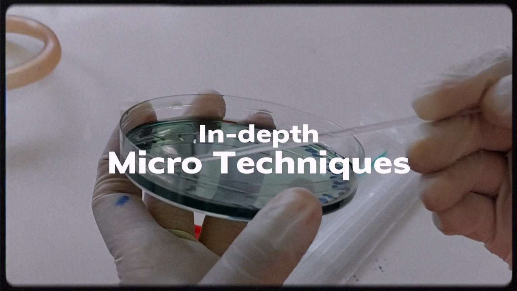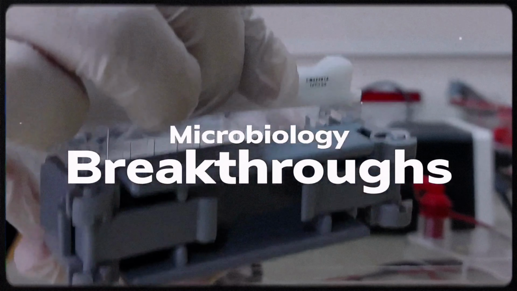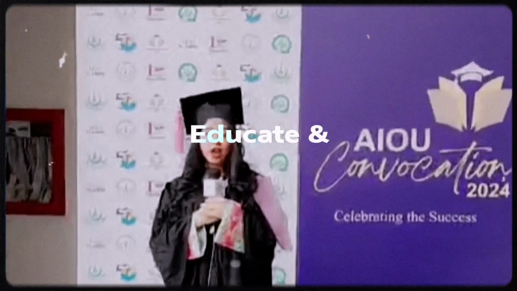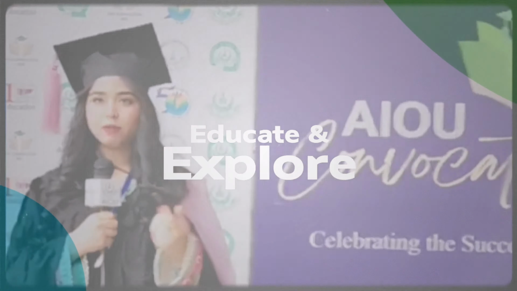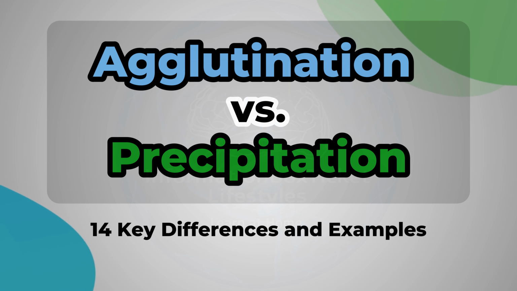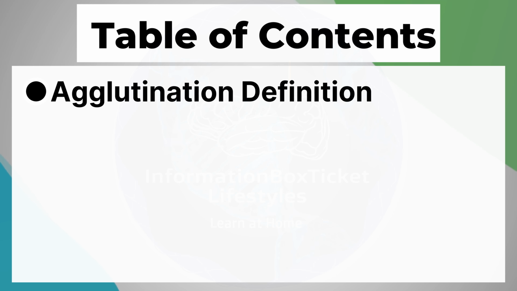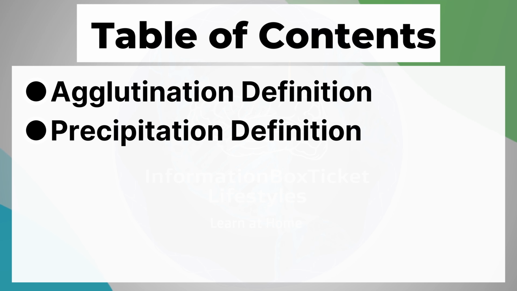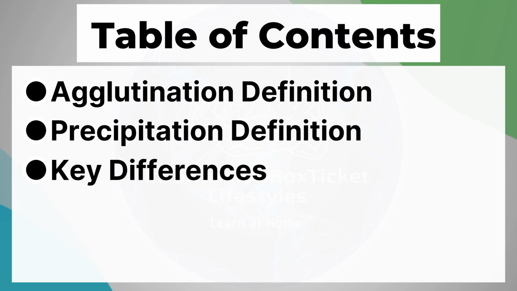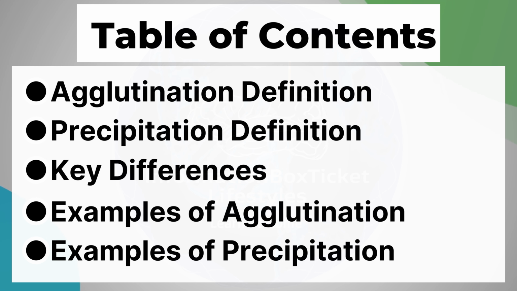Let's explore in-depth micro techniques and uncover groundbreaking insight together on this educational journey into the fascinating realms of microbes. Agglutination versus precipitation. 14 key differences and examples. Table of contents. Agglutination definition. Precipitation definition. Key differences. Agglutination versus precipitation. Examples of agglutination. Examples of precipitation.